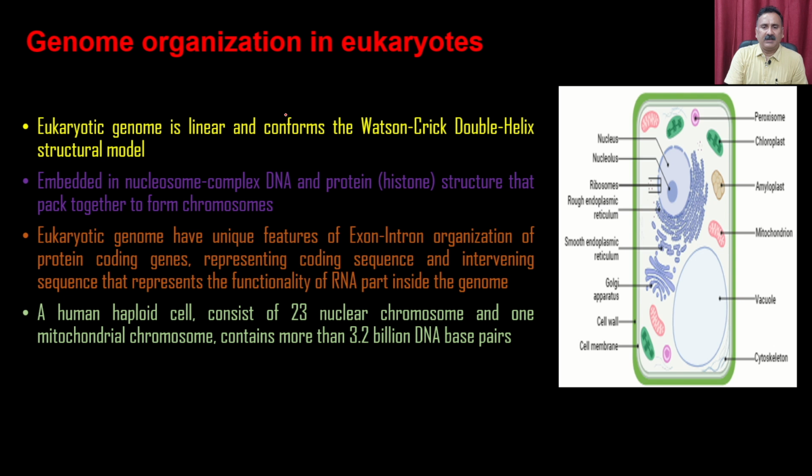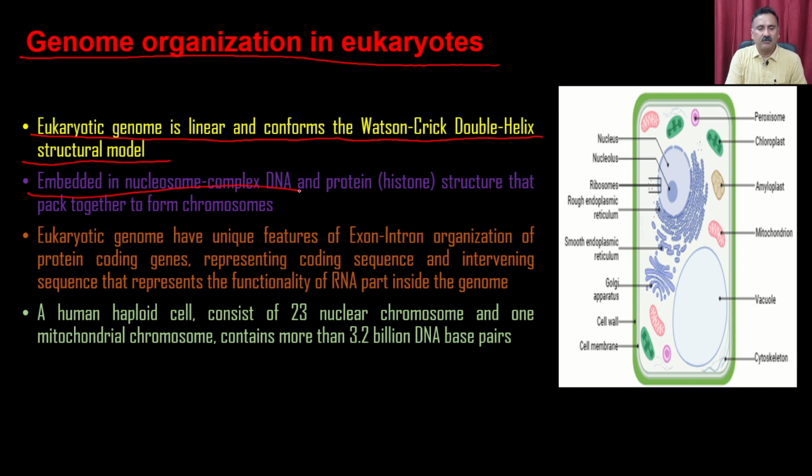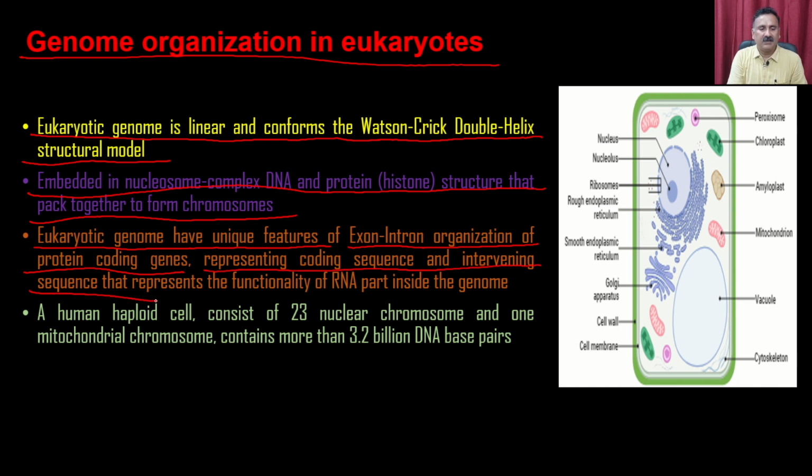Now, the eukaryotic genome is linear and conforms to the Watson-Crick double helix structural model. It is embedded in the nucleosome complex, DNA and protein structures that are packed together to form the chromosomes. The eukaryotic genome has the unique feature of exon-intron organization of protein-coding genes, representing the coding sequences and the intervening sequences that represent the functionality of the RNA inside the genome.